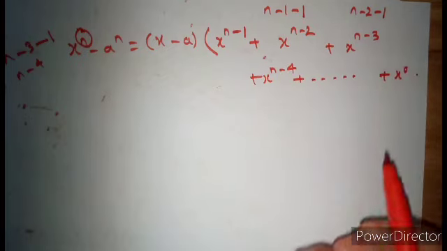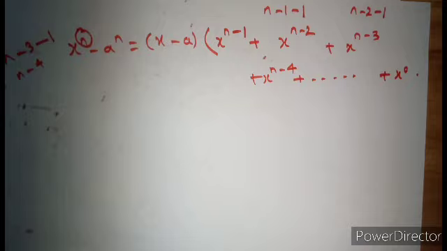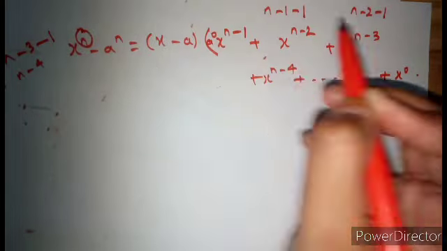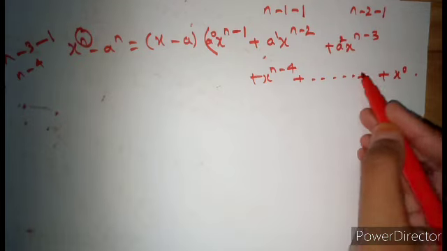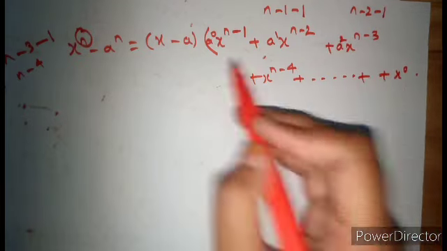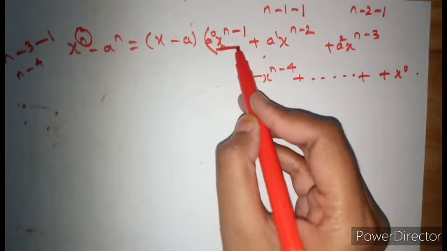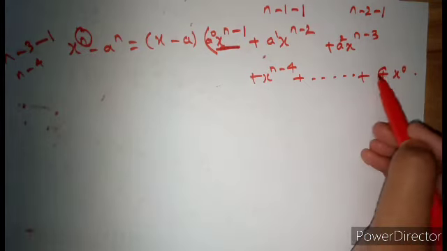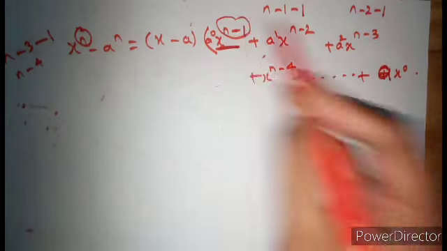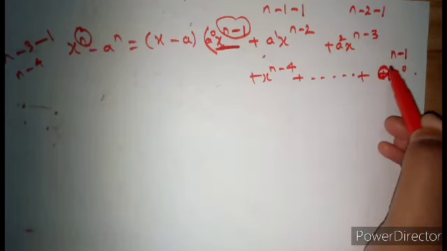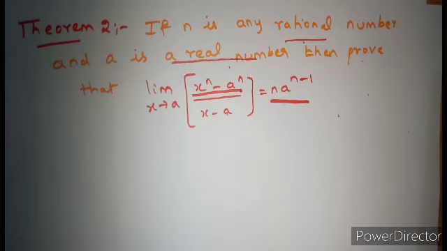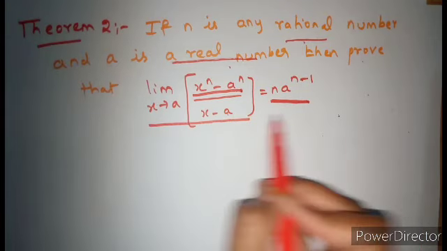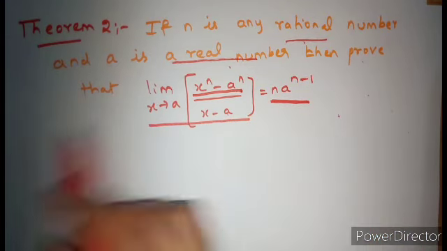And what I have told, a is increasing, right? So first we have a power 0, a power 1, a power 2. For the last number a, what power we have in x, the same power will be there in a. Here we have n minus 1, so here also we will have n minus 1 as power. So this is the process. In the theorem we have to prove its value is n a power n minus 1. So proof.